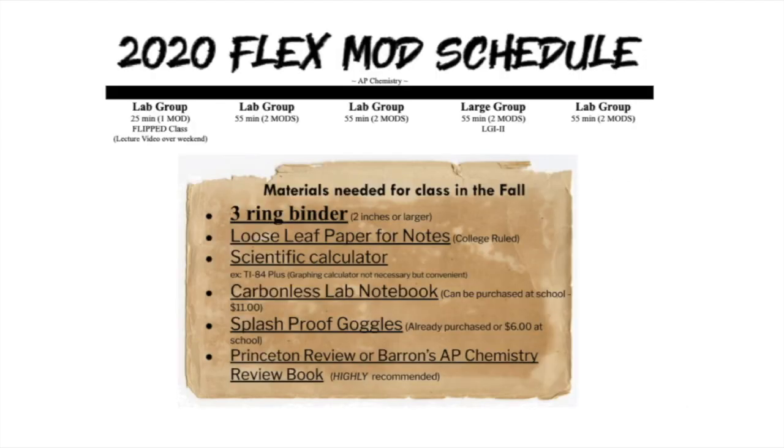So our Flex Mod, we do a little different for AP Chem. This is Monday, Tuesday, Wednesday, Thursday, Friday. On Monday, we only have 25 minutes. Every other day we have 55. Thursday, we actually meet in LGI 2, all as one group. So you are 43 students strong. We have 2 different groups that will be meeting during the week except on that Thursday.